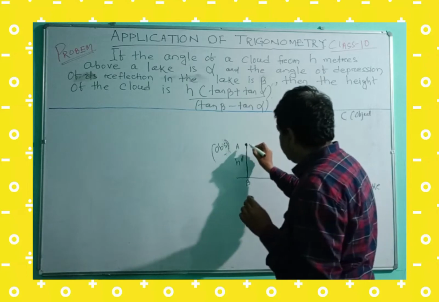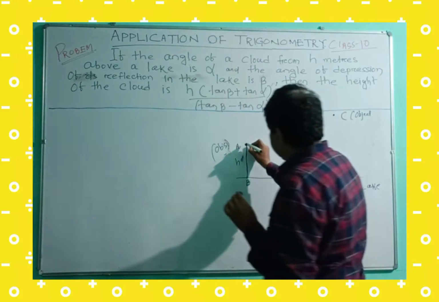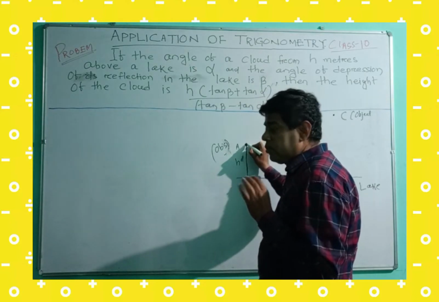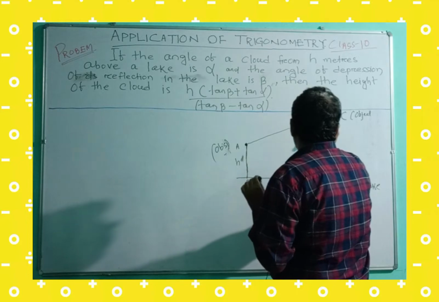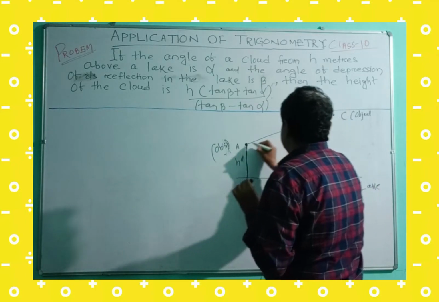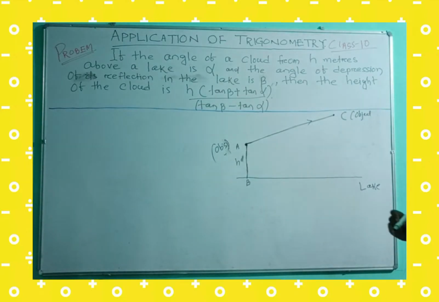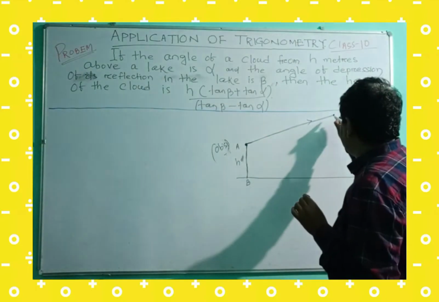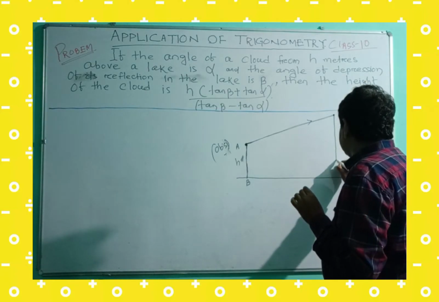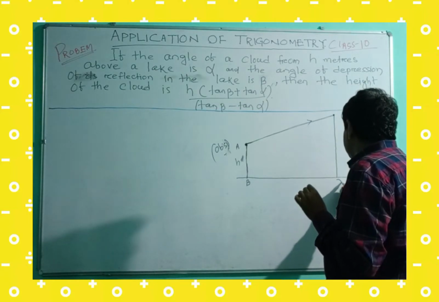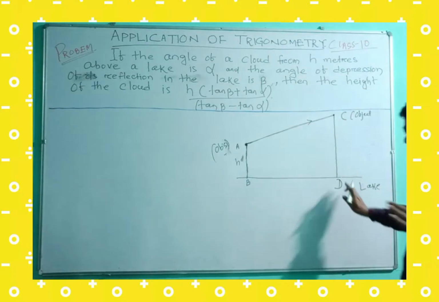So what will happen here? There is an imaginary line connecting the eyes of the observer and the object. All of you know what this imaginary line is. This line is known as the line of sight. And what is the height of the cloud? We have to find it out. CD is the height of the cloud. Understand? CD is the height of the cloud.